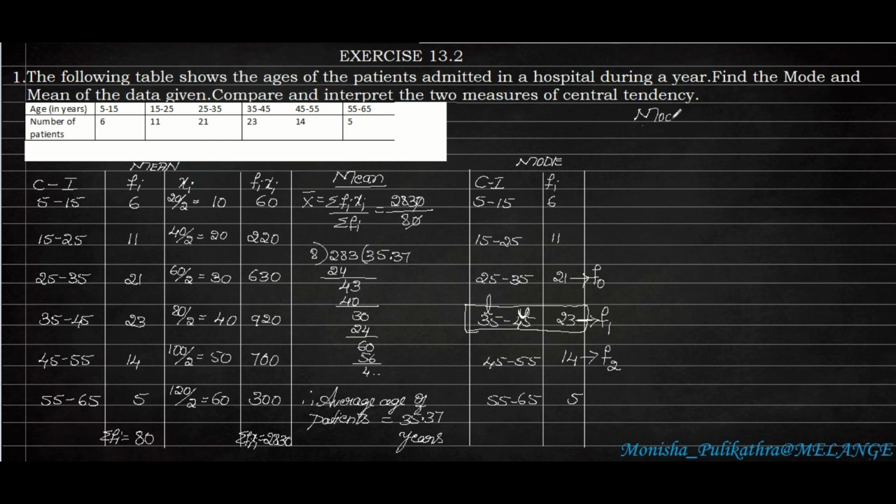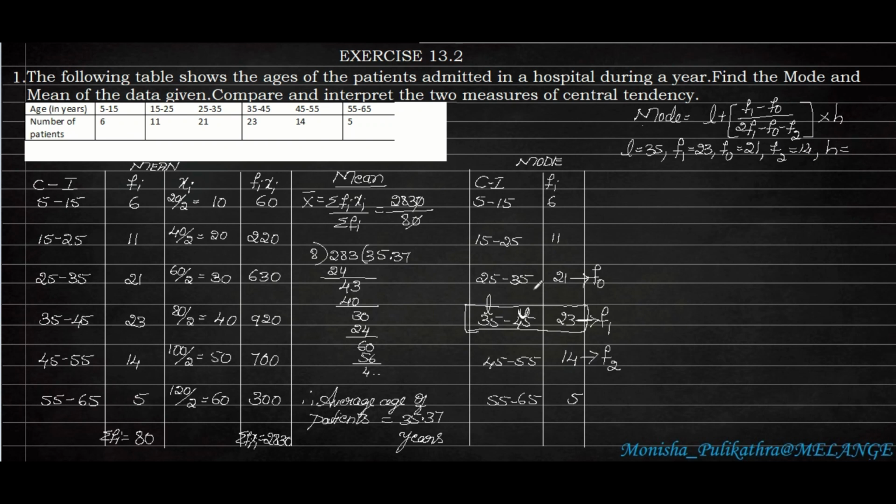So the formula for mode is L plus (F1 minus F0) divided by (2F1 minus F0 minus F2) into H. H is the class size. So next we have to substitute all these values. First is L. L is the lower limit, that is 35. Next is F1. F1, we know, is 23. F0 is 21 and F2 is 14.